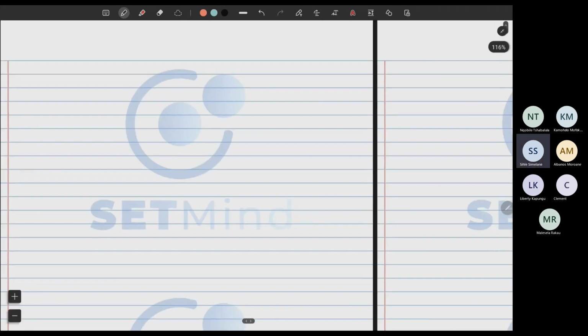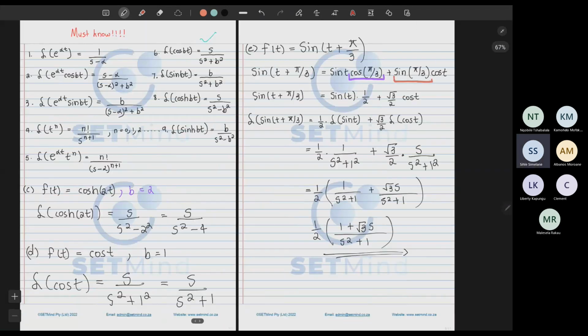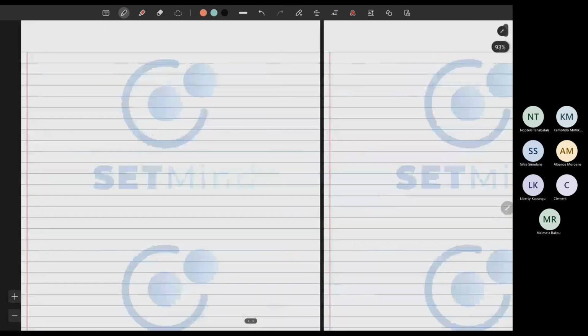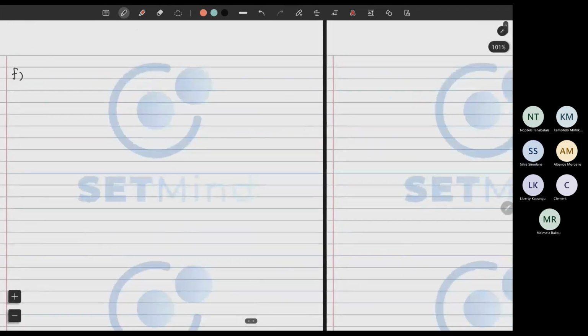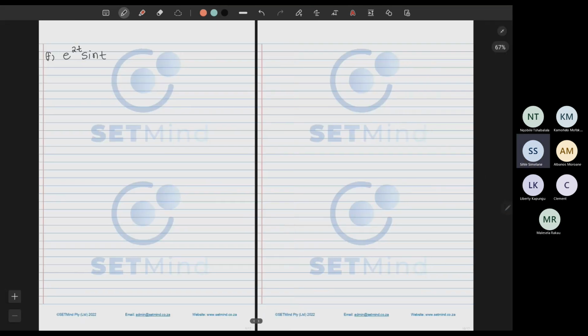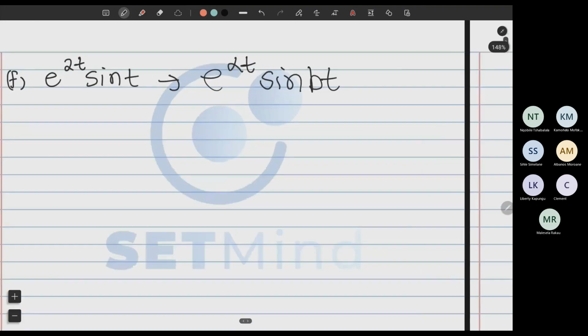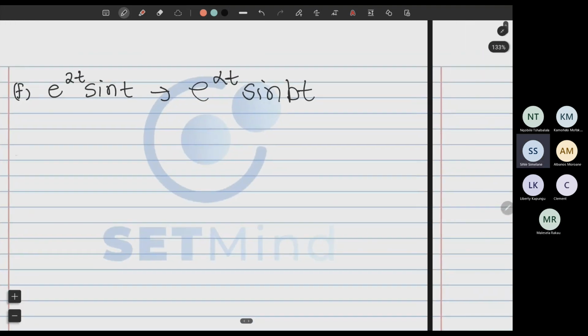So now let's say they say find the Laplace transform. This would be f. If they now give you e to the 2t sine of t, essentially what you have here is e to the alpha t sine of bt. That's what you technically have. And let's see the Laplace transform of this.